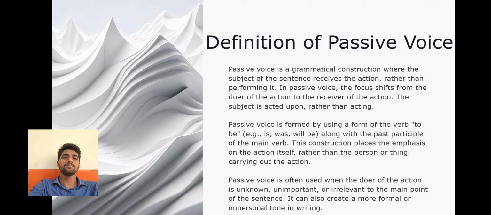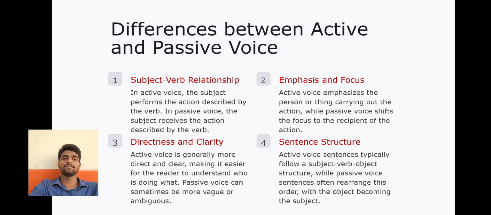This construction places the emphasis on the action itself rather than the person or thing carrying out the action. Passive voice is often used when the doer of the action is unknown, unimportant, or irrelevant to the main point of the sentence. It can also create a more formal or impersonal tone in writing.